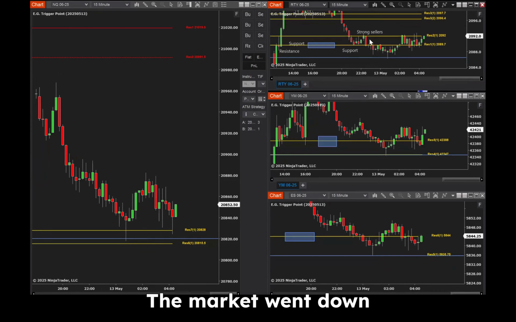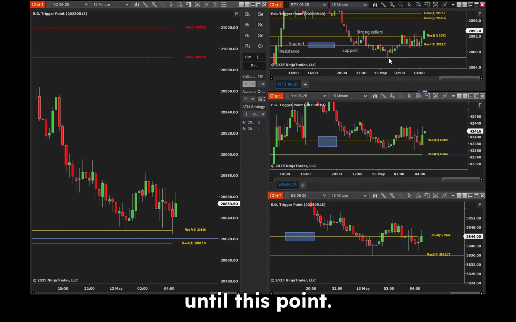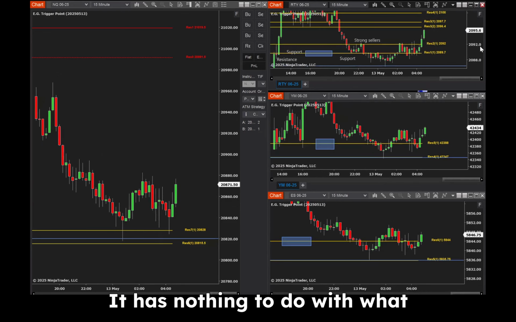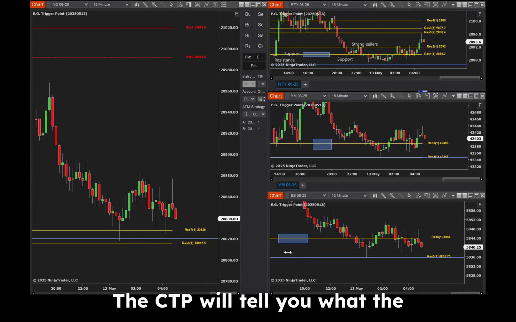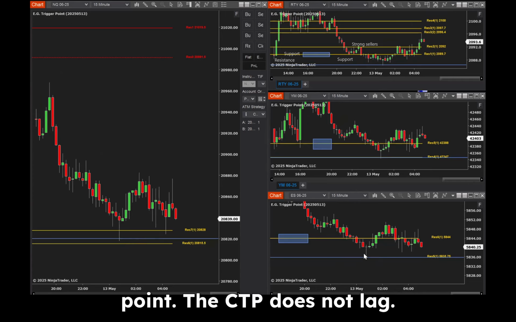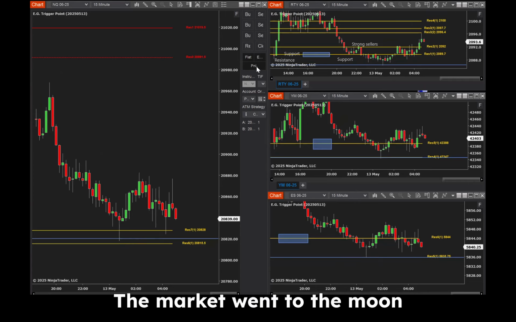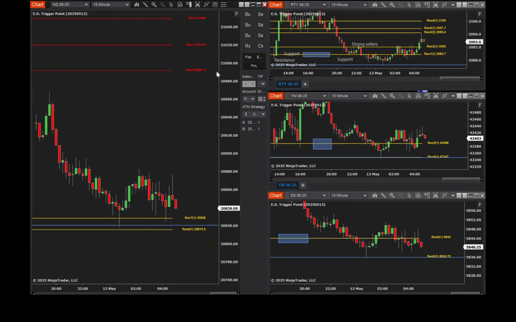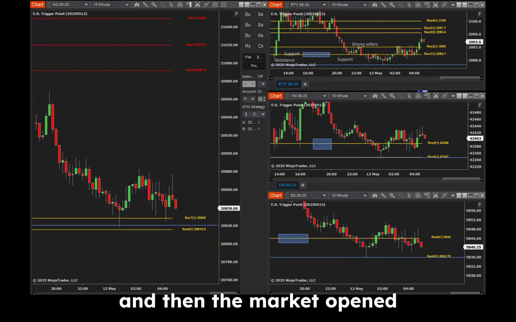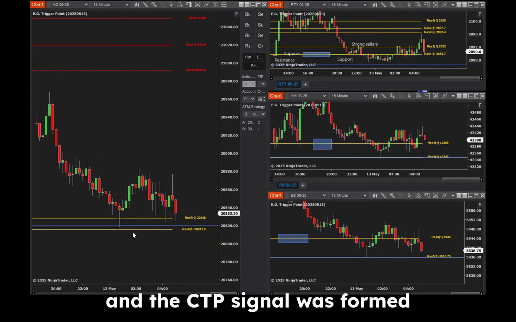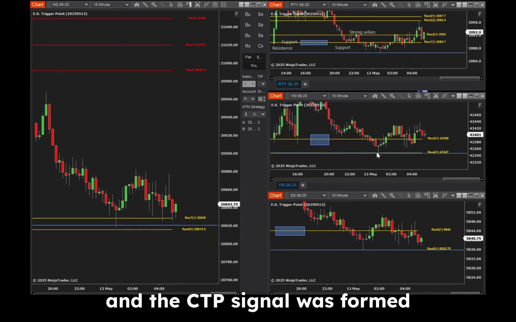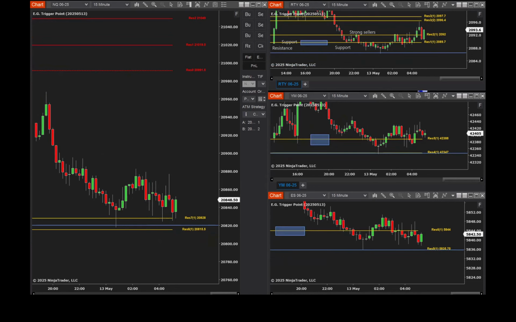The market went down until this point. It has nothing to do with what it's going to do at this point. The CTP will tell you what the markets are going to do at this point. The CTP does not lag. Okay, the market went to the moon. And then the market opened at 9:30. And the CTP signal was formed here, by the way, long signal.